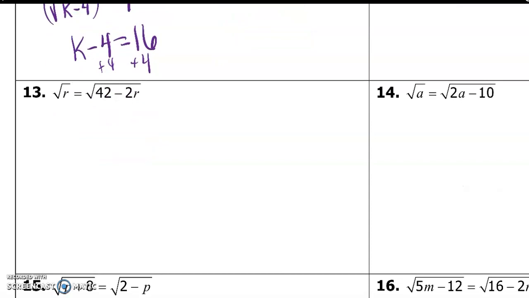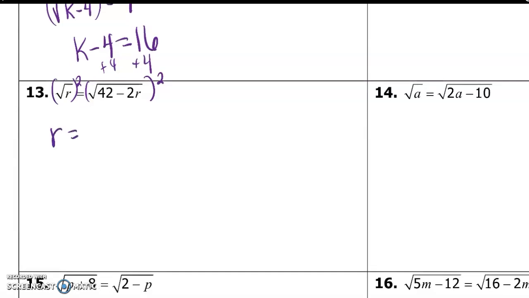Now our last two, there are square roots on both sides. So your first step is to just square both sides. So if you've got square roots on both sides, you're just going to square them both right away. So we would have r equals 42 minus 2r. And then we solve that one.